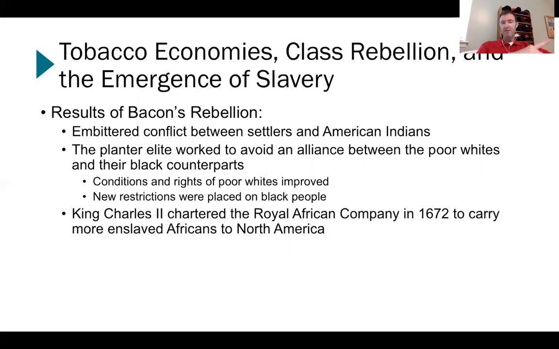But here's another thing. A lot of you might be like, okay, Mr. Baker, if these indentured servants have become less reliant as far as a labor source for people that own land, right? They want to own their own land, in other words, you could say. Then what's going to happen? Well, take a look at the last point here. Charles II. Now, this is actually before Bacon's rebellion, but it gives you a perspective on what is transpiring before and also after. He's going to basically charter the Royal African Company to carry what? More enslaved Africans to North America.